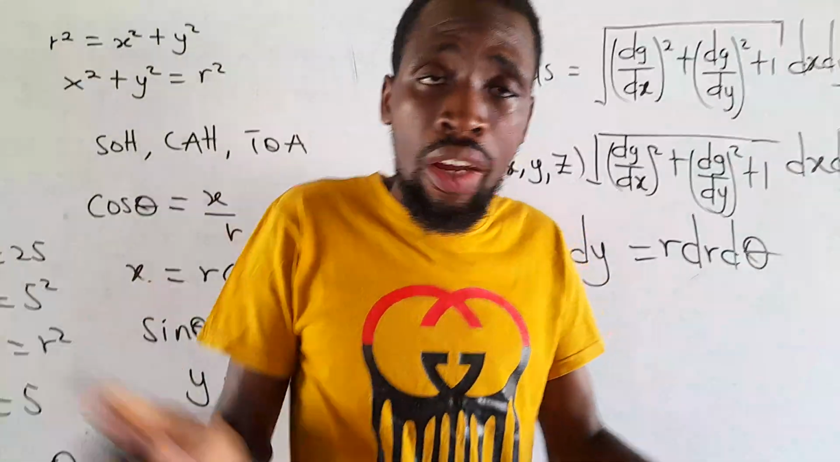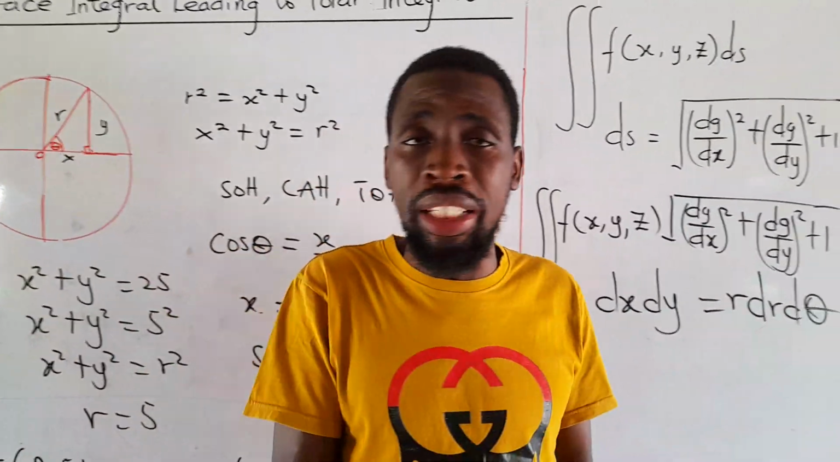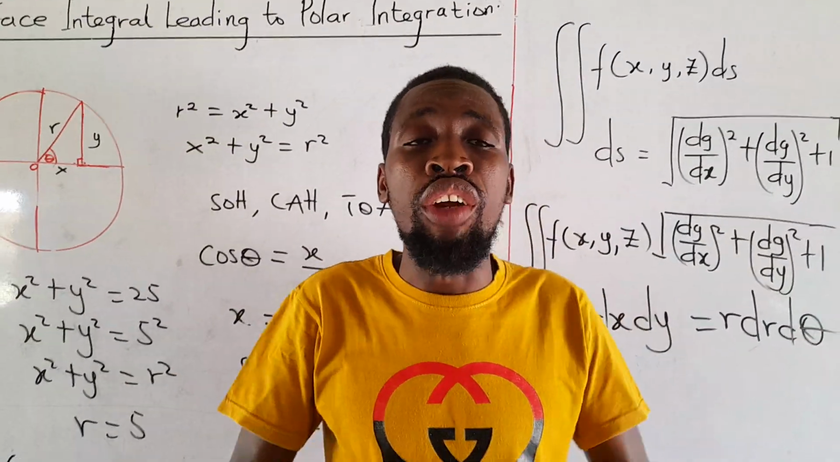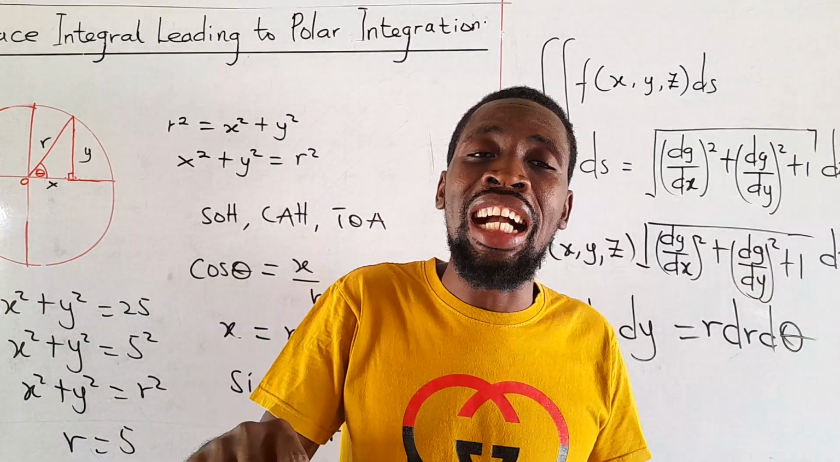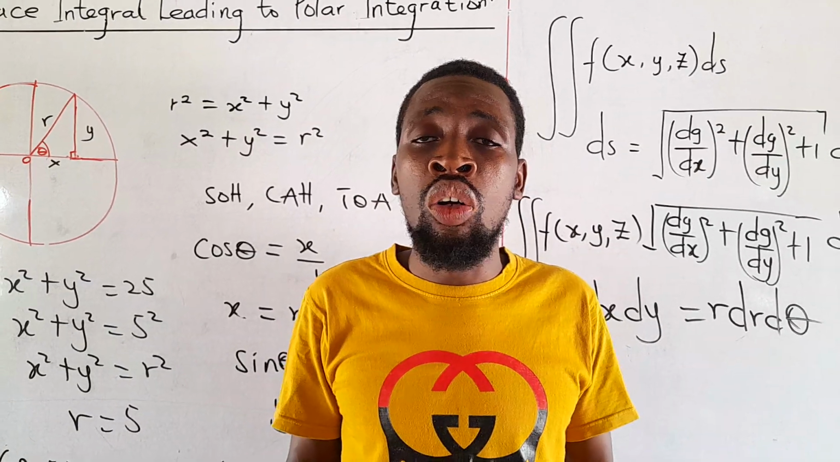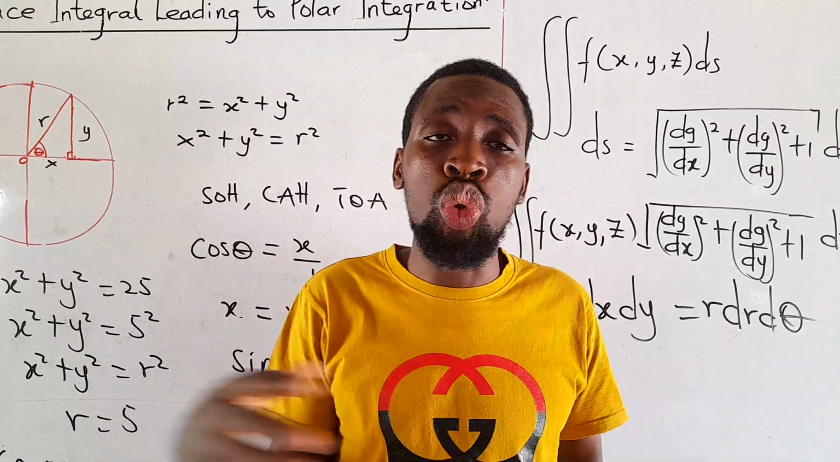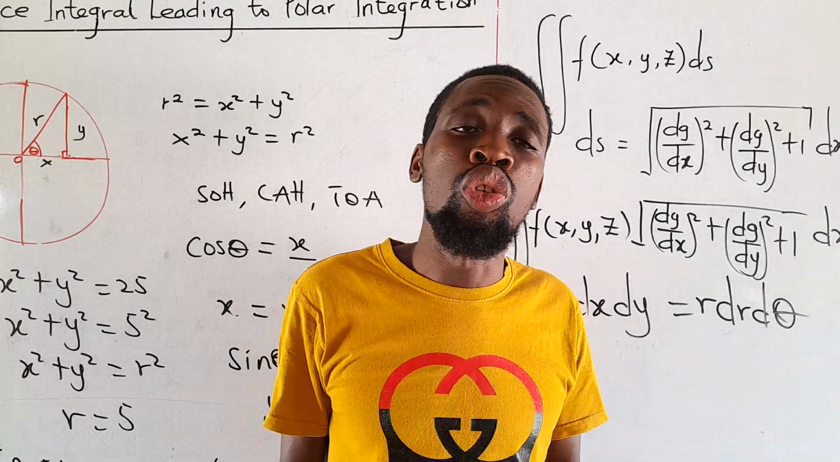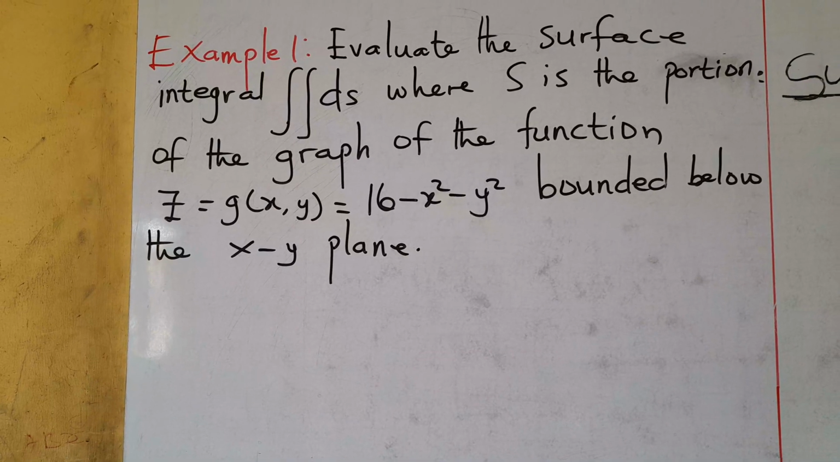Then you have switched everything from the x and y plane to polar, which involves the radius of the circle and the angle theta. So now we take some sample questions and see how surface integral problems can be switched to polar integration to solve the problem. So let's look at our first one.